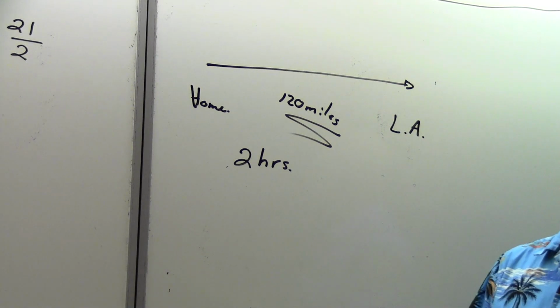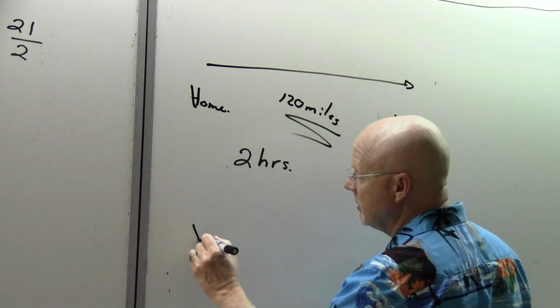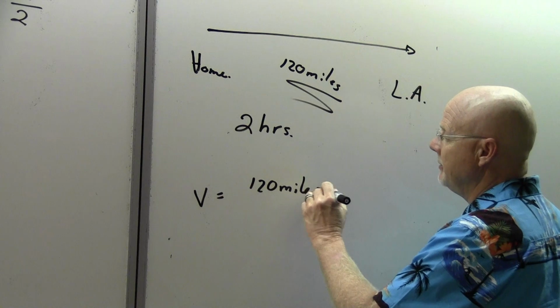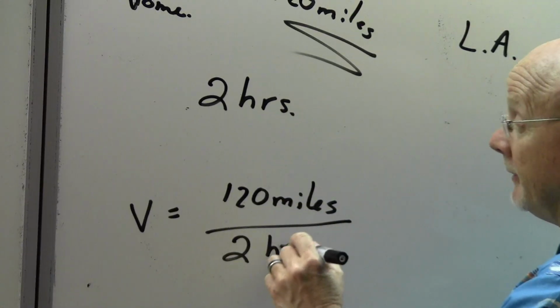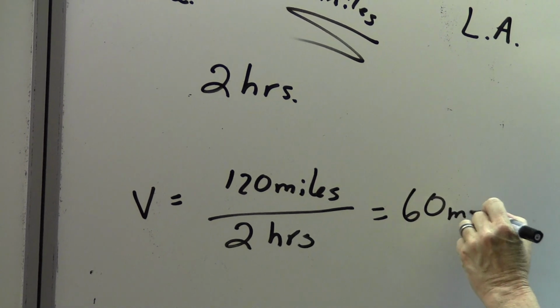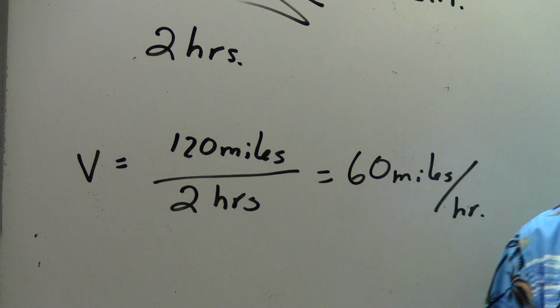And so if I were to ask something like, what's my speed? Okay, I guess I'd go speed would be 120 miles, and it would take me roughly 2 hours, and I would do the math, and I would go 60 miles per hour. That's my speed, 60 miles per hour.